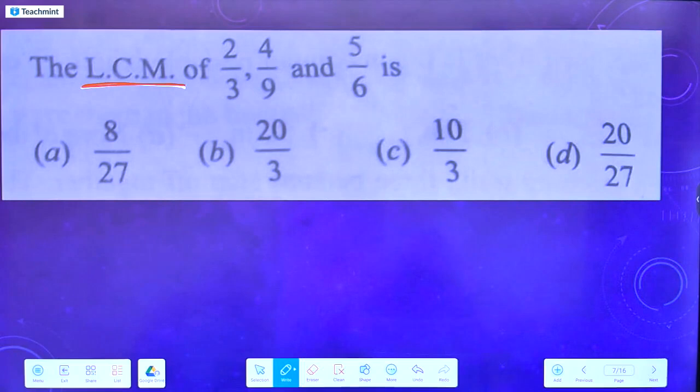Five of you have answered me within 10 seconds. Wow. You can also use the option elimination method. With the option elimination method, you can do this in 5 seconds. I will also use the option elimination method this time.